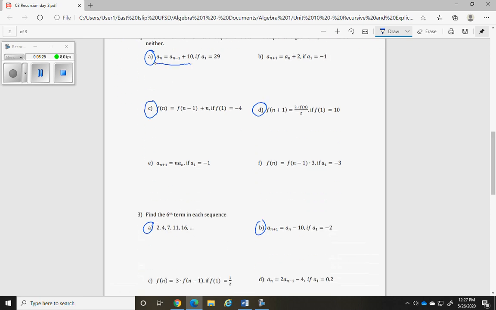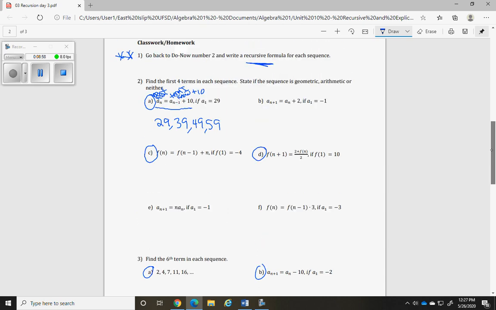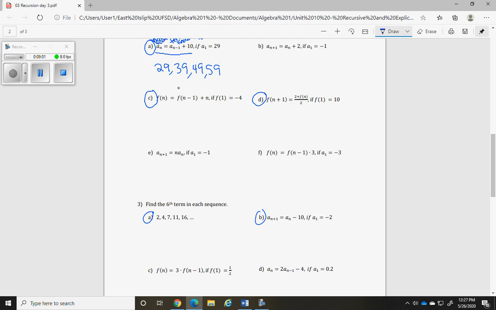I'm given a recursive formula. This is the next term. This is the term I know. And this tells me what to do to it. I want to add on 10 to the term I know. So I know a 29. If I add on 10, I get a 39. If I add on 10, 49. If I add on 10, 59. How many do we need? First 4. Done.